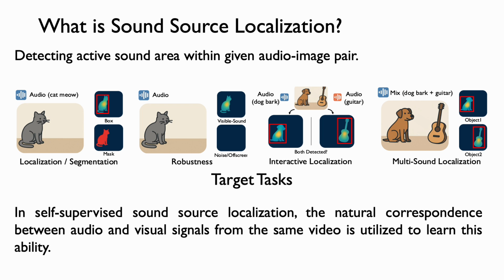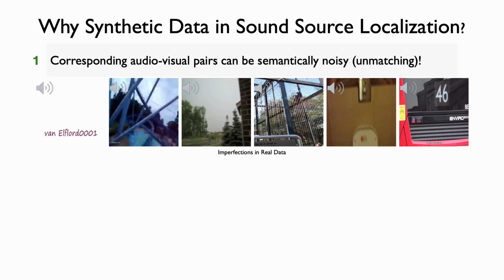Sound source localization aims to identify sound-emitting objects or regions in a visual scene. It has evolved from a subtopic of audiovisual learning into an independent research field with its own tasks, benchmarks, and methodologies. In self-supervised sound source localization, the main objective is to learn the natural correspondence between audio and visual signals from the same video. Although sound source localization has made significant progress, several major challenges still remain.